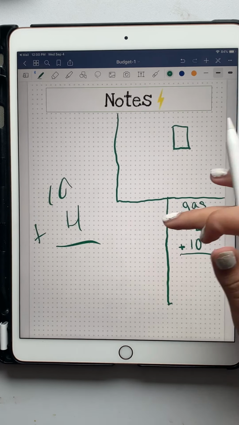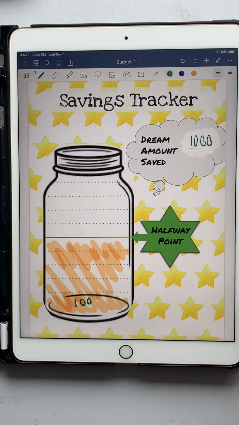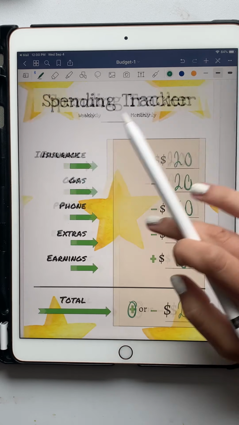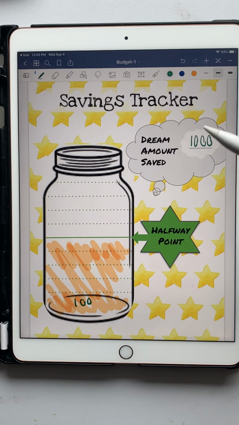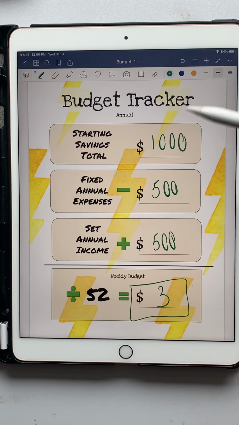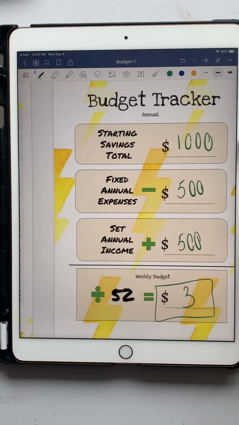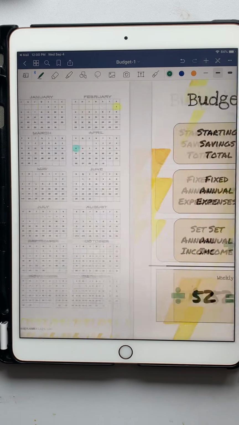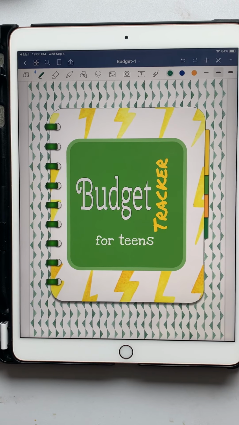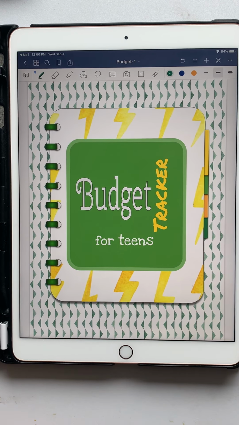And that's the whole point behind this planner. Like I said, use it whichever way helps you. Maybe you only need a spending tracker and maybe you're not trying to save right now. But the glory of this is that when you buy the planner, you get all the pages included. So these will hopefully give you some helpful hints on how to use this planner, and maybe you can come up with your own ideas.